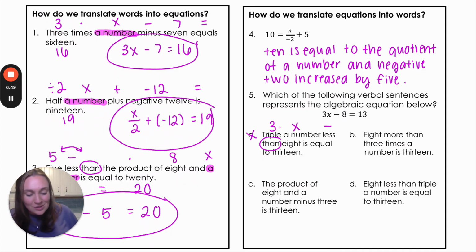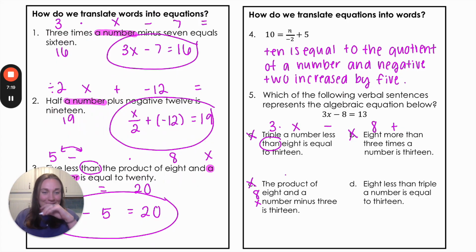Let's look at B. So for B, we have 8 more, which is going to be plus, right? So if I look at this, I don't have any addition in that problem, so I know that B is also out. Let's take a look at C. The product of 8 and a number, so product is multiplying, and 8 and a number is 8x. So this one has 8 and x together, but if I look at my equation, I have 3 and x together. So C is also out, so hopefully this letter D matches up with what we want.